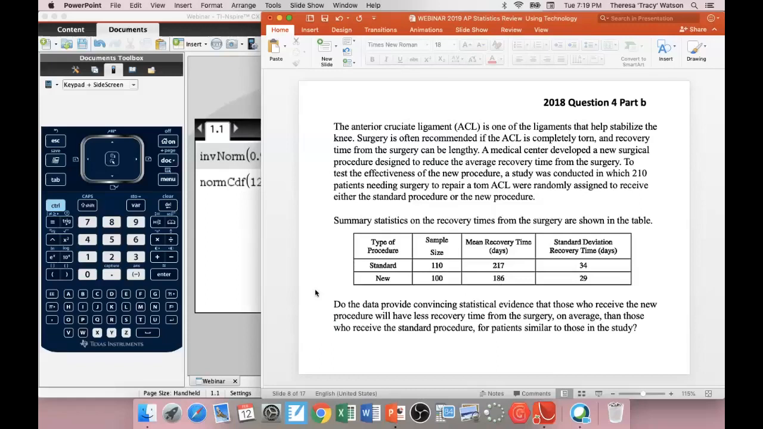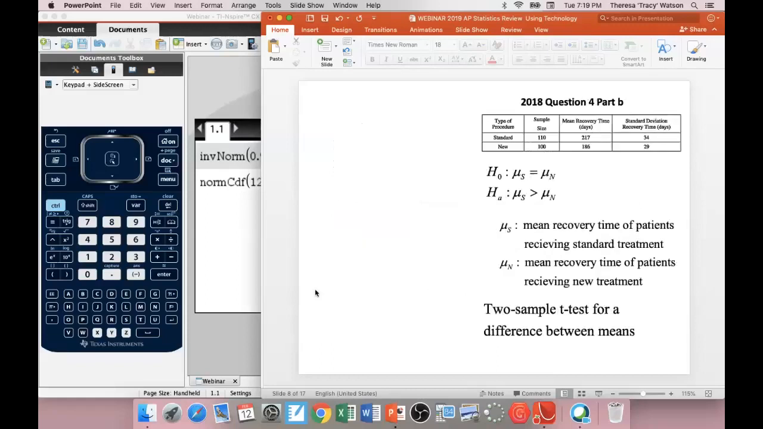Now, the next thing I have them do is make sure you think about what test you're going to be running and make sure you state your null and alternative. And when you're doing that, as we said at the beginning, make sure they define all of their variables. So here is my null and my alternative that I'm going to go with, stating what my variables are. And I'm going to be doing a 2-sample t-test for a difference between means. So this is what I need to ask my calculator to do with this information: hey, run this test for me.